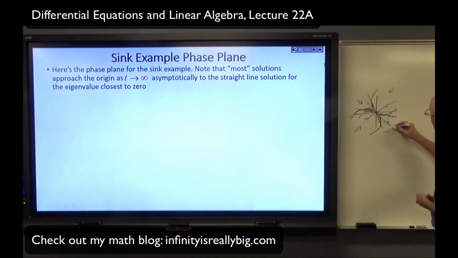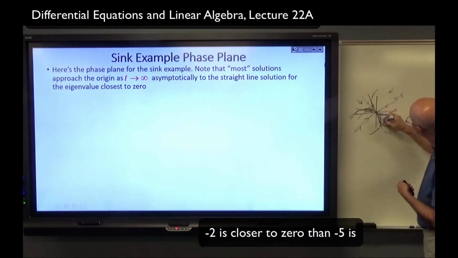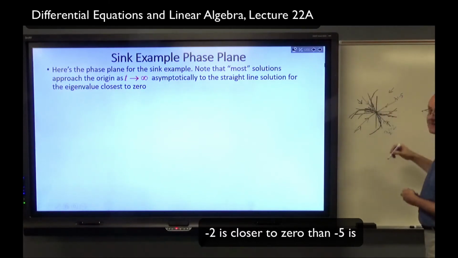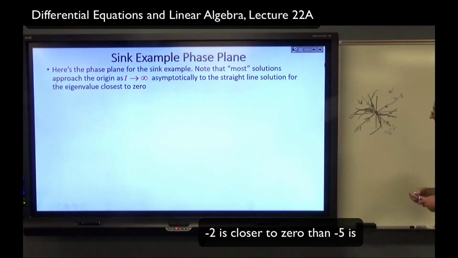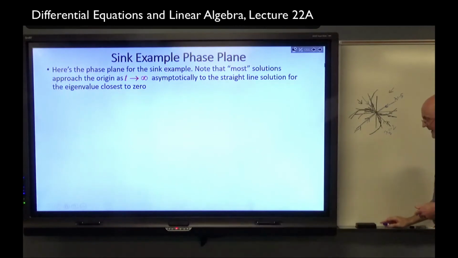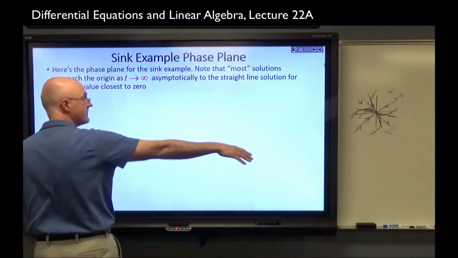That was lambda 1, or maybe I called it lambda 2, equal to negative 2. This one was lambda 1 equal to negative 5. And that one's closer to the origin, and you can see most solutions are approaching the origin asymptotically tangent to that straight line, not this straight line. In fact, this straight line is the only set of solutions that do not approach the origin asymptotically to the other one. Okay, that's what I mean by most, is everything except along that other straight line here, all looking like this.